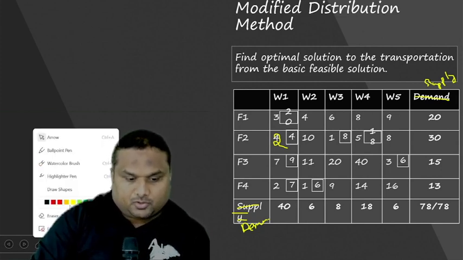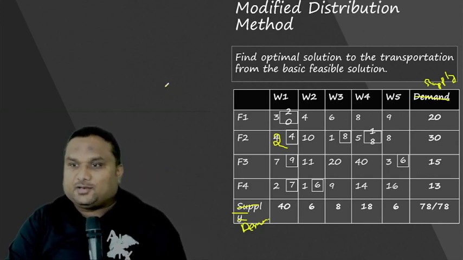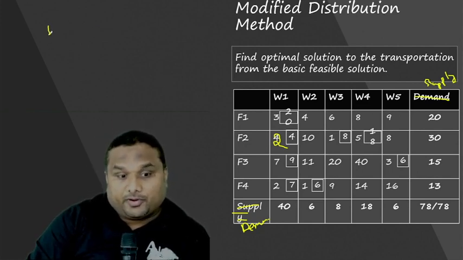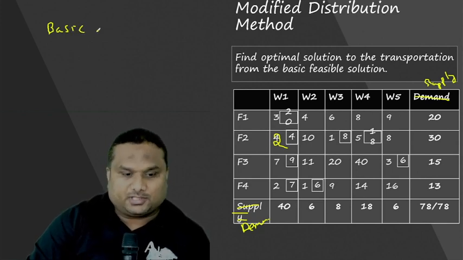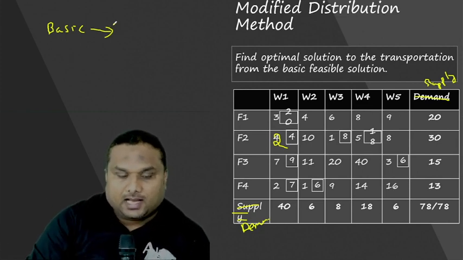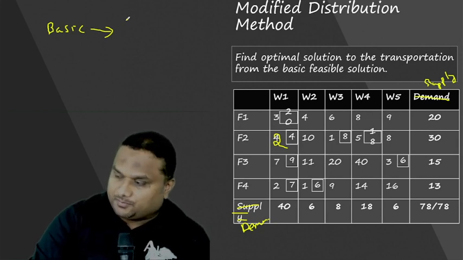In the northwest corner rule method, the least cost entry method, and Vogel's approximation method, we are going to find out only the basic feasible solution, or initial solution. The meaning is you will get an answer, but the answer is not the best.